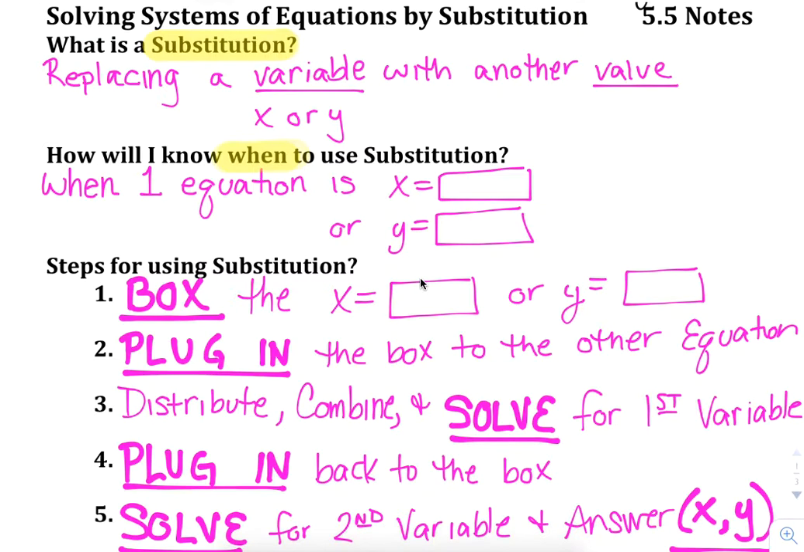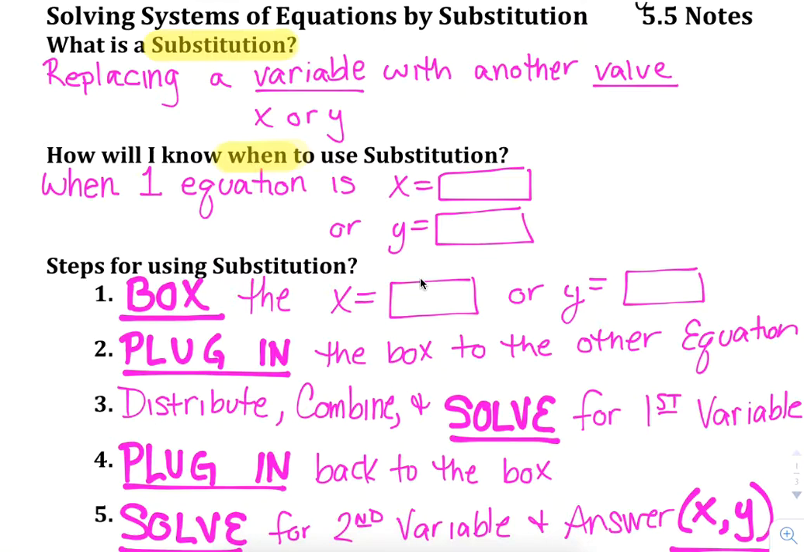Hey guys, we're back with the notes for 5.5. We're going to be solving systems today, but we're going to be using substitution. Everything we've done up till now has been with graphing. We're going to go back to an algebraic method. If you would like to see other resources for how to do this problem, we have looked at it a little bit back in 1.5, okay?